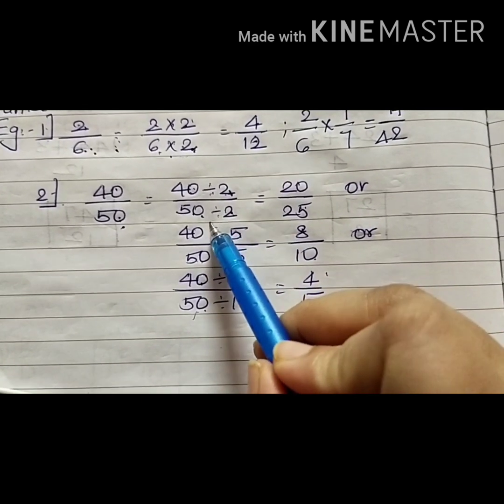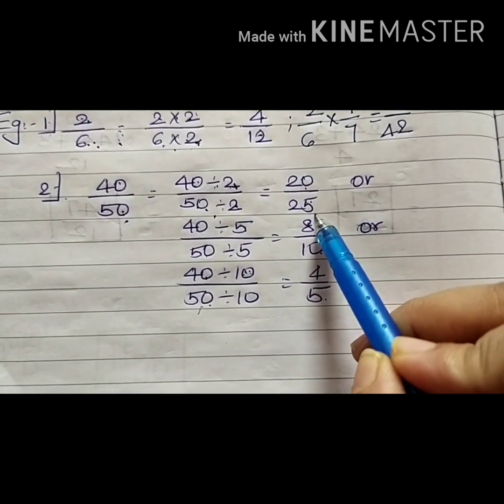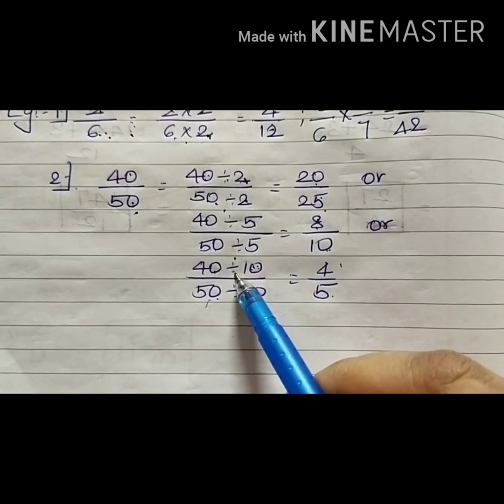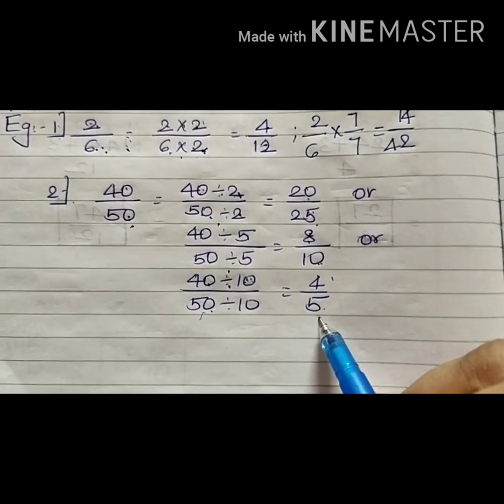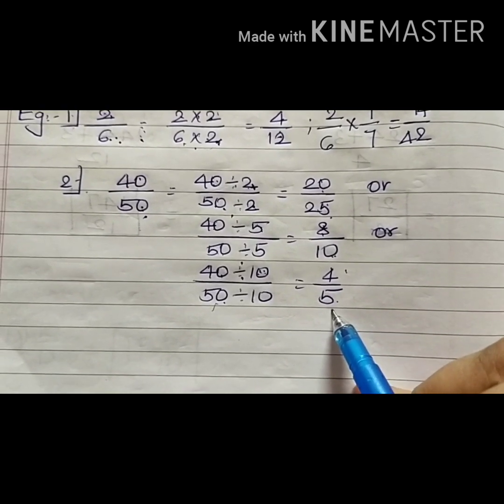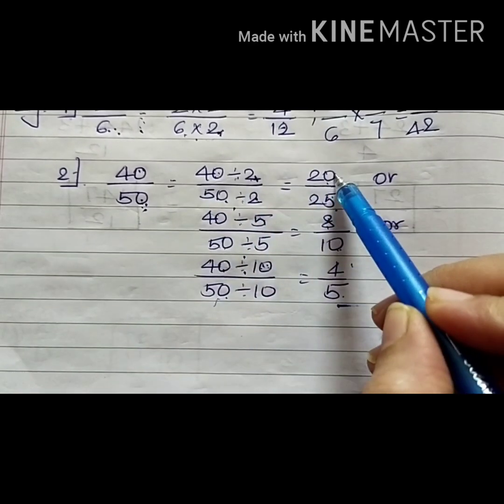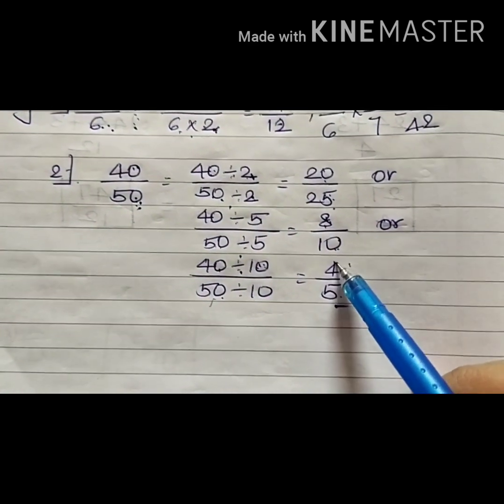So when I divide by 2, I get 20 upon 25. When I divide by 5, I get 8 upon 10. And when I divide by 10, I get 4 upon 5. So I have got 3 equivalent fractions to 40 upon 50 when I divide. Those are 20 by 25, 8 by 10 and 4 by 5.